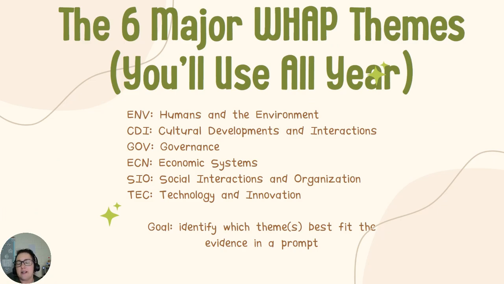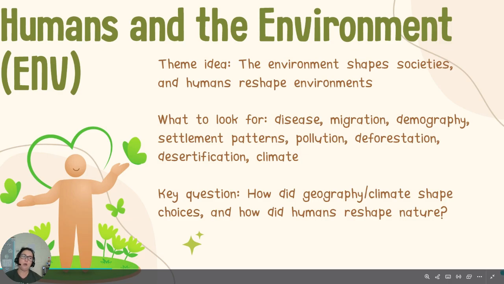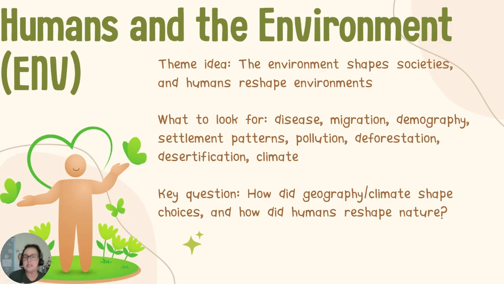The themes that College Board designates, and we are going to use them, but in a slightly different way, are listed here: humans in the environment, cultural developments and interactions, governance, economic systems, social interactions and organization, technology and innovations. Your goal is to identify which theme or themes best fit the evidence in a prompt. That is the goal for you to be there by the end of the year. So we're going to practice that, but first we're going to go through what these themes mean.